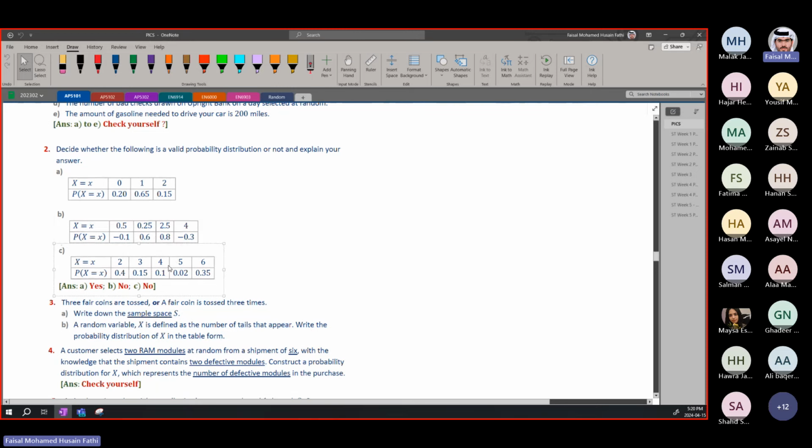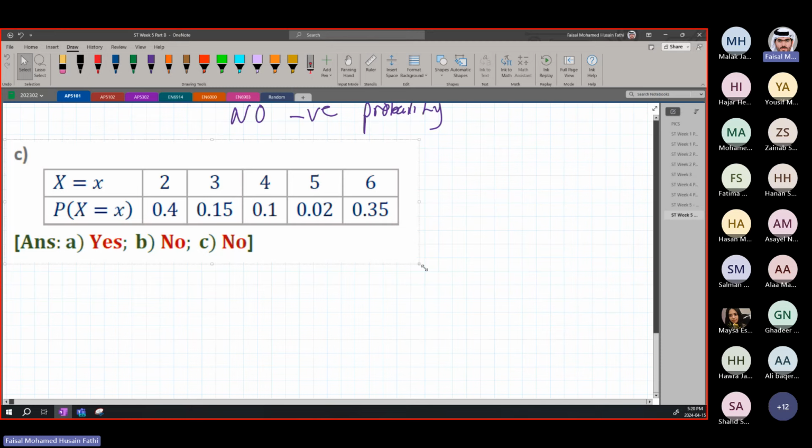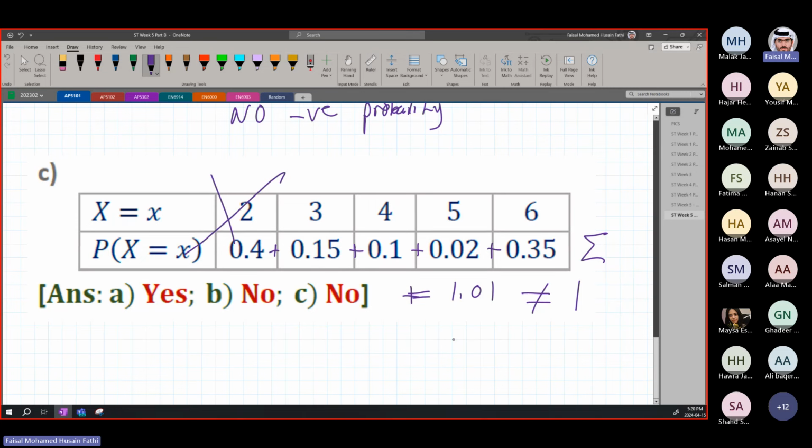And now let's look at the final example here. Again, here we have a random event, 2, 3, 4, 5, 6, with probabilities 0.4, 0.15, 0.1, 0.02, and 0.35. We are trying to find the sum of these, so we're just adding them up. If you take out your calculator and add them all up, we will get 1.01. This is not equal to 1. Therefore, this is also not a valid probability, because our total probability is more than 1.